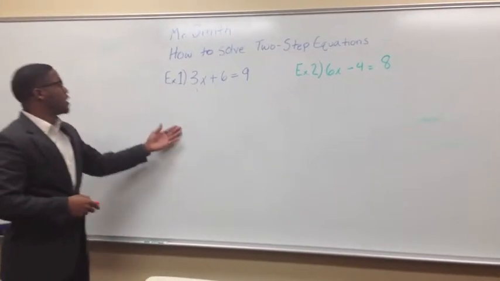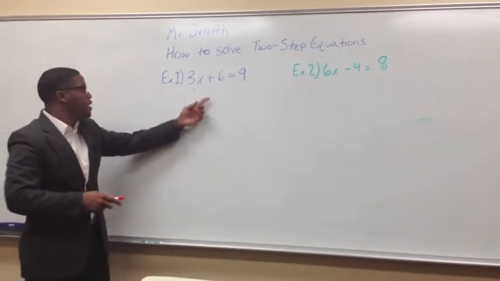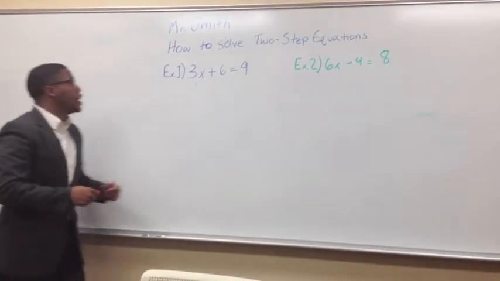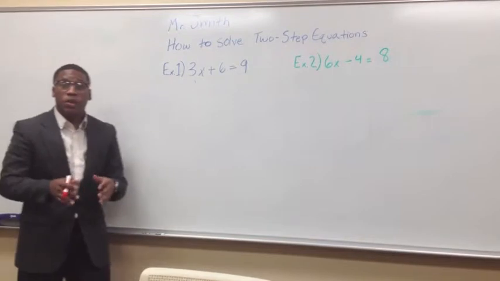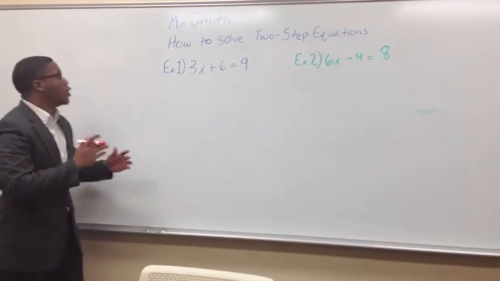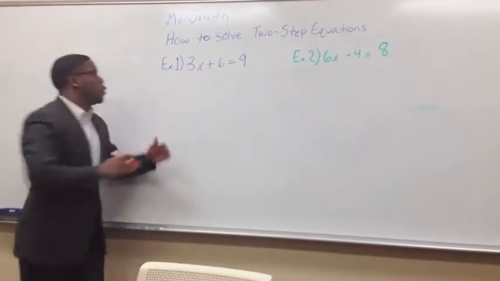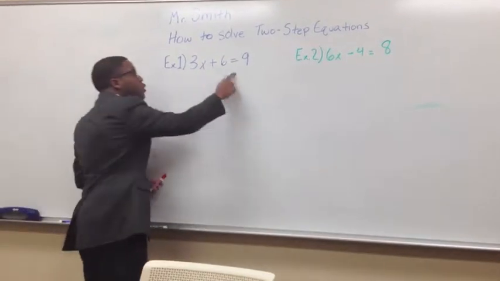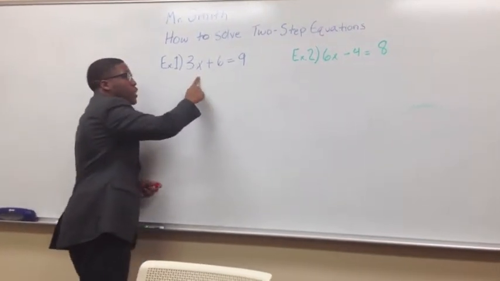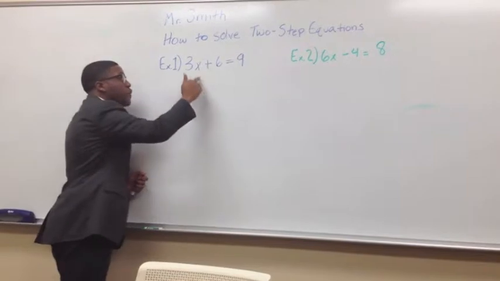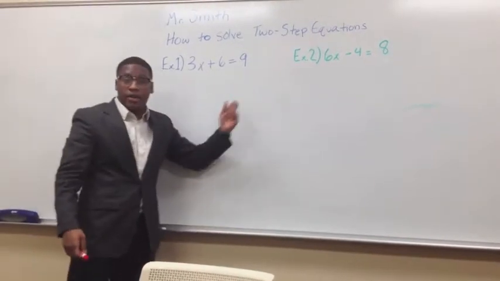Now, our first example reads, 3x plus 6 equals 9. Now, the goal in two-step equations is to isolate the variable. We're trying to get the variable by itself so that we can solve for it. There's an equal sign here because there's some number out there in this world that we can plug in for x that'll help us get 9, right?